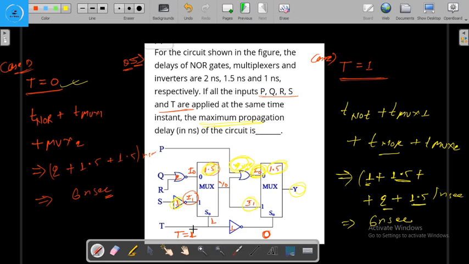Total 6 nanosecond, right? When the logic will be 0, let's say when the t will be 0, then we are concentrating on this. For getting this, we have to wait for 2 nanosecond, and then we have to wait for this 1.5 nanosecond, and this 1.5. 1.5 and 1.5 plus 2 will be equal to 5 nanosecond. So this is the 5 nanosecond. So the maximum propagation delay is 6 nanosecond.